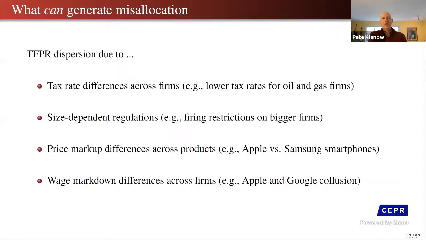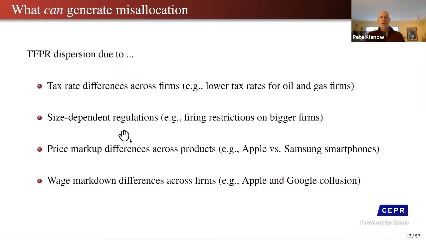Okay, so what can generate misallocation? Examples would be, literally, tax rate differences across firms. In the United States, there are plenty of special tax rates for big firms versus small firms, but also whole sectors that get special tax subsidies. Economists love a carbon tax, but in the real world, we have a carbon subsidy, at least in the US, which just seems kind of crazy. So there are lots of size-dependent regulations.